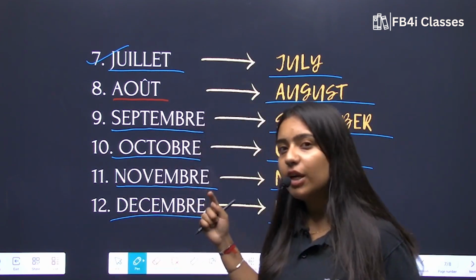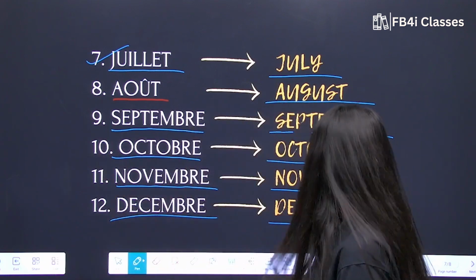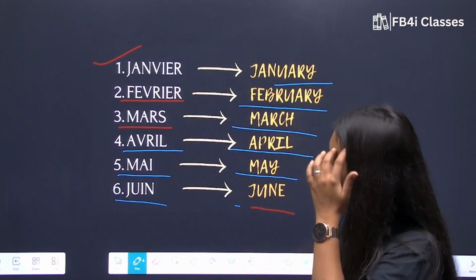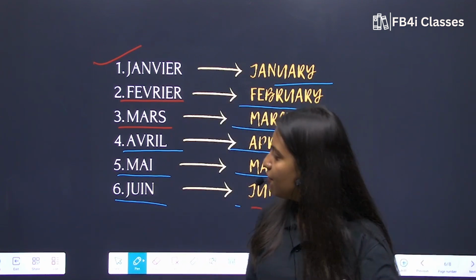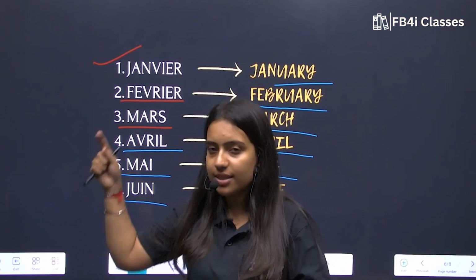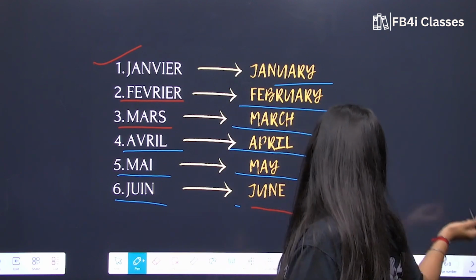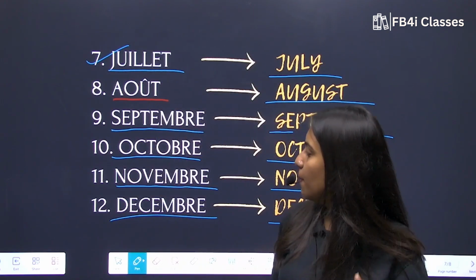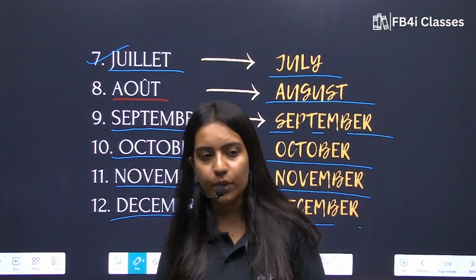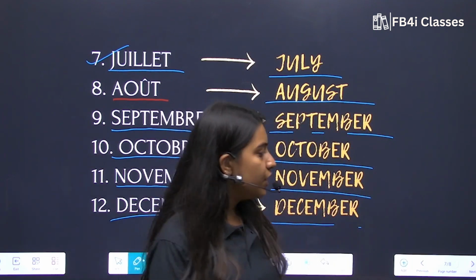Okay, now we'll do a relay of all the 12 months again. Let's go back to the previous page. Okay, janvier, février, Mars, Avril, May and Juin. This is the first 6 months. The remaining 6, juillet, août, September, October, November and December. These are the months of the year.